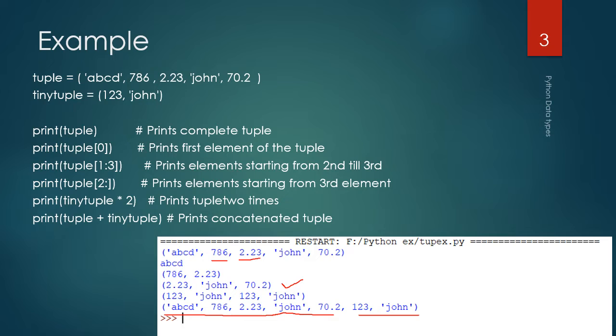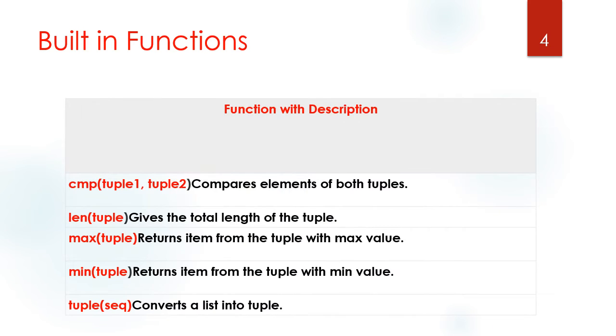Now we can see a few built-in methods used in tuple. I haven't covered all the methods, only very few methods are covered here. Once you know to use these methods, every other method can be used. CMP is a method which is used to compare the elements of two tuples. For example, cmp(tuple1, tuple2) is used to compare the elements of tuple 1 and tuple 2.